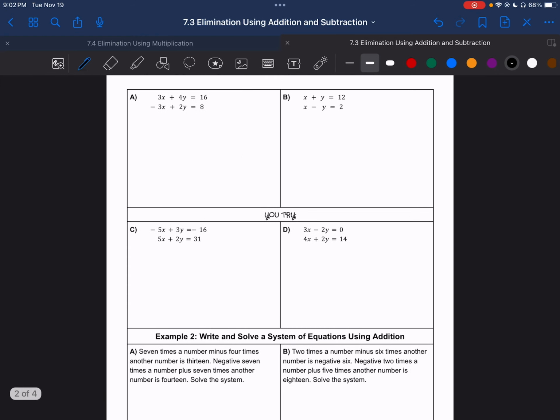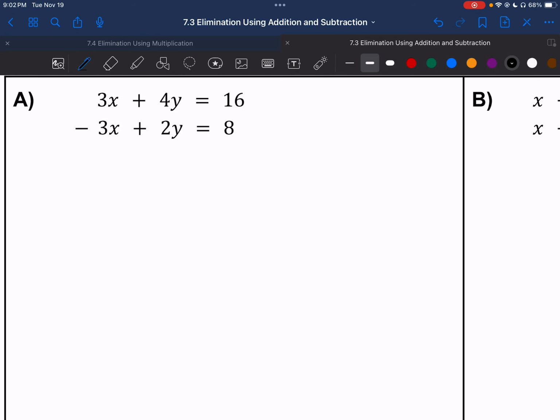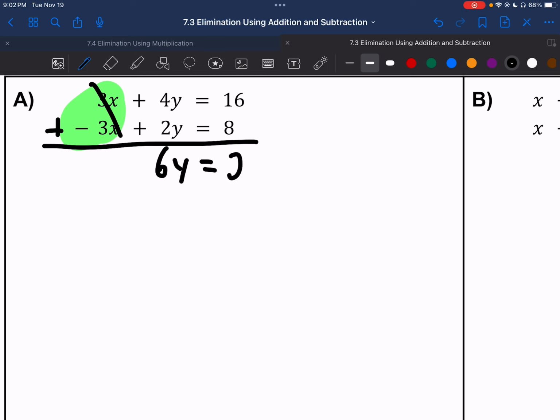All right, let's take a look at example A. I have 3x and negative 3x. Those are my additive inverses. So we are going to add these two equations together. 3x and negative 3x cancel out. 4y plus 2y is 6y. 16 plus 8 is 24. Divide both sides by 6.